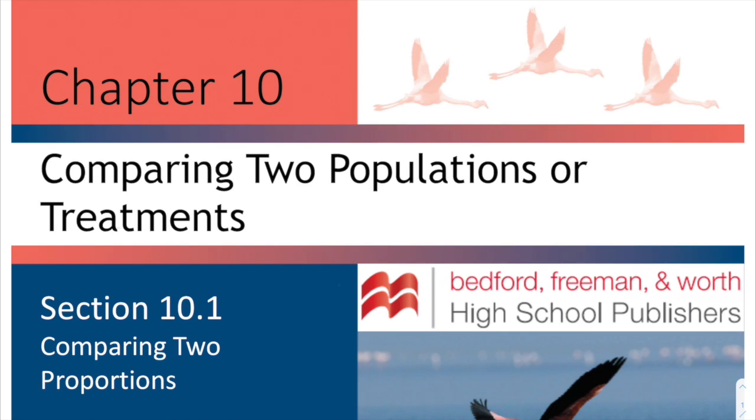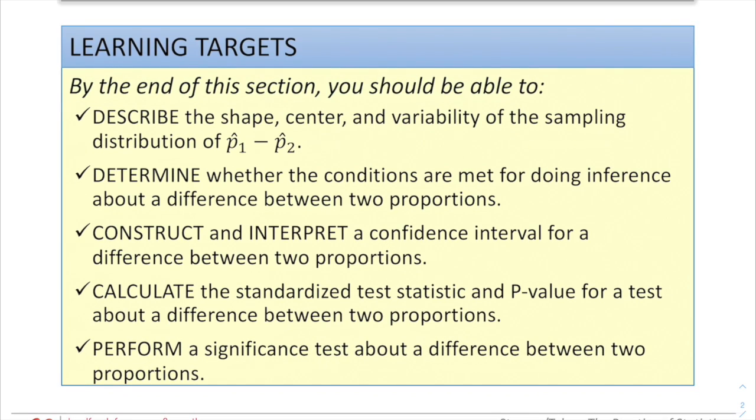so don't worry. So here are our learning targets. Describe the shape, center, and spread of the difference of proportion groups. Determine if conditions are met. To do inference, the conditions are the same, but now we have to do it for two groups. We are going to construct and interpret a confidence interval for the difference between two proportions. We're going to calculate standardized test statistic and p-value, and also perform a significance test.